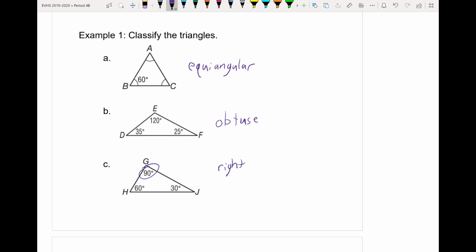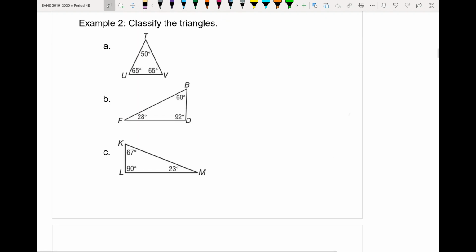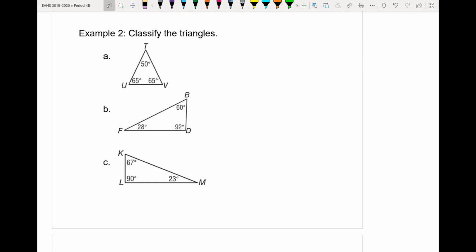If you find this part hard, we might want to go back to 7th grade. All right, class, for the triangles, same idea. What do we got for the first one? Acute. Next one is obtuse. And next one is right.